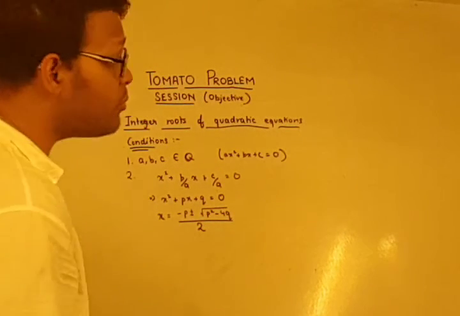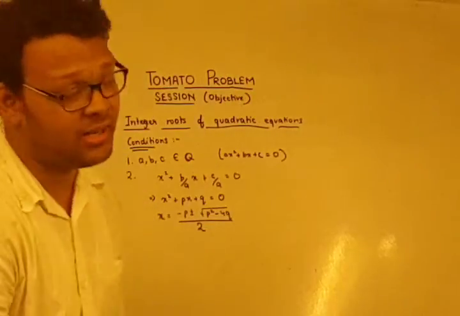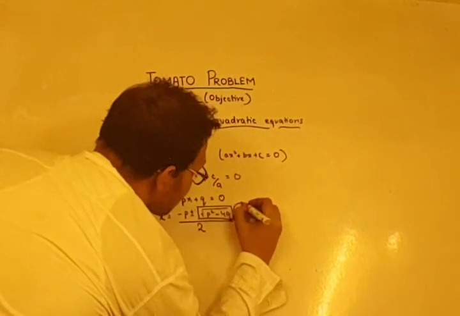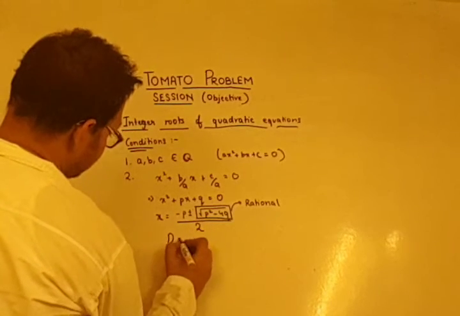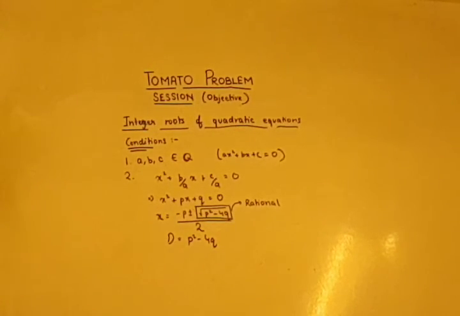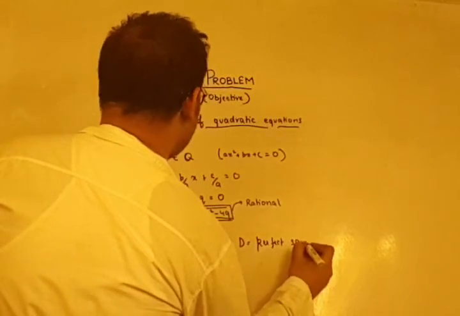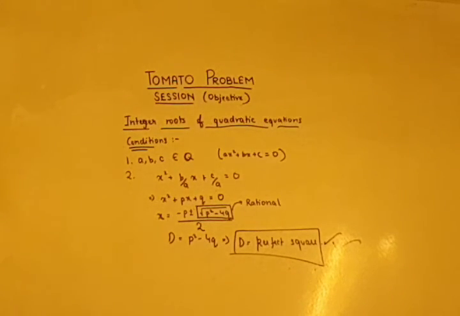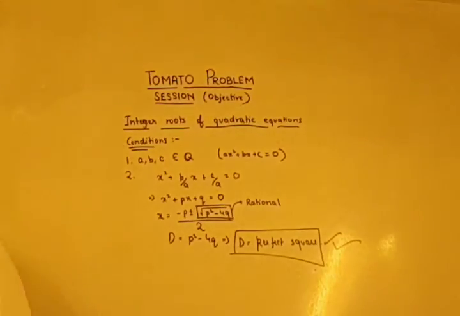Now the first and foremost thing is that for the roots to be an integer or rational, this cannot be irrational. So this must be rational. Now if this quantity, the discriminant, is rational, it automatically implies that the discriminant must be a perfect square. So this is a very important condition. The discriminant must be a perfect square for the existence of integer roots of quadratic equations, and this is the relation we will first exploit to find the roots of the quadratic equation of this problem.